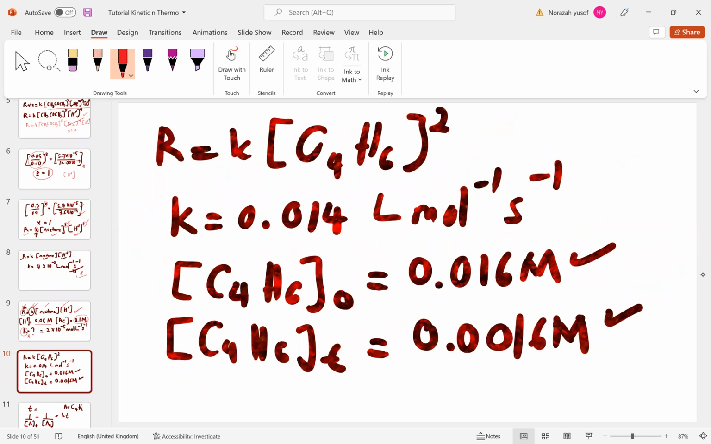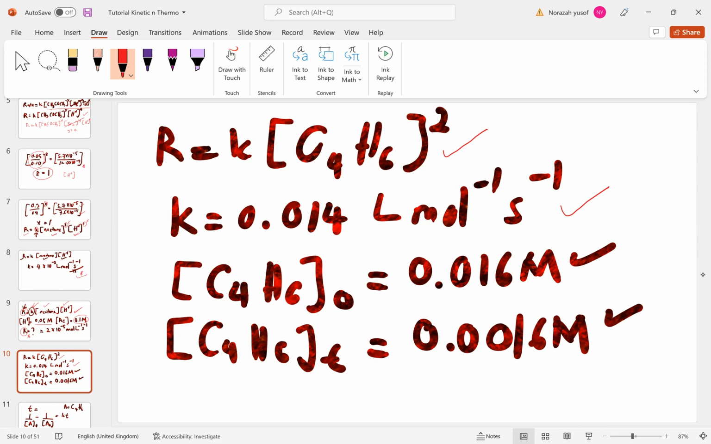Okay, kalau ada soalan stopkan saya. So number 4, molecules of butadiene C4H6 can couple to form C8H12. Okay, the rate expression for the reaction is given: rate equal to K times concentration of C4H6, with reaction order 2. And the rate constant is estimated. So K pun dah ada, estimated to be 0.014 liter mole negative 1 second negative 1.